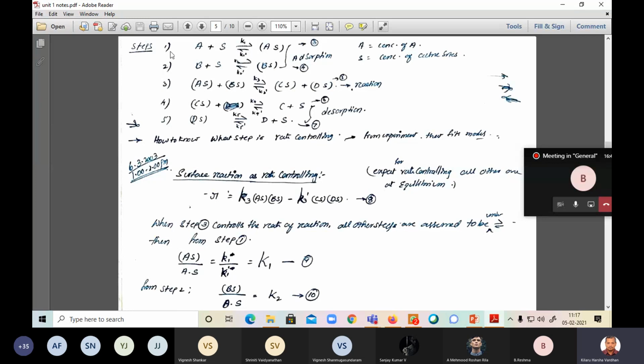A is the concentration of a gas. A is sitting on the active site to give you some intermediate. This is an equilibrium reaction, a reversible reaction. Let it be K1, and this is K1 star. This is the first reaction. The second reaction is again, there is one more component, B.